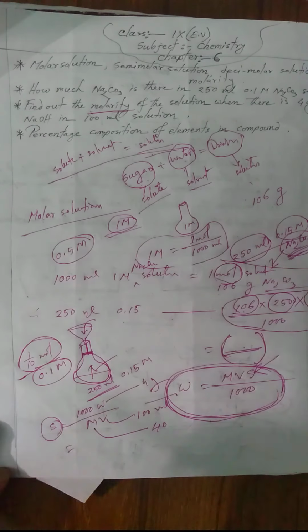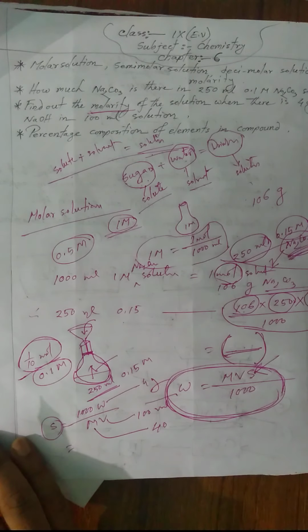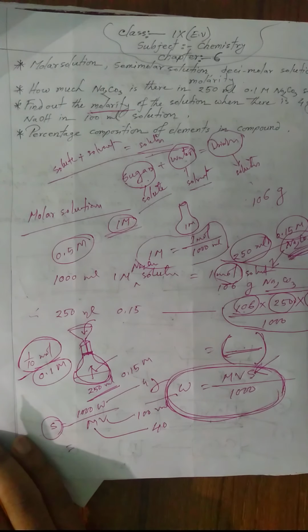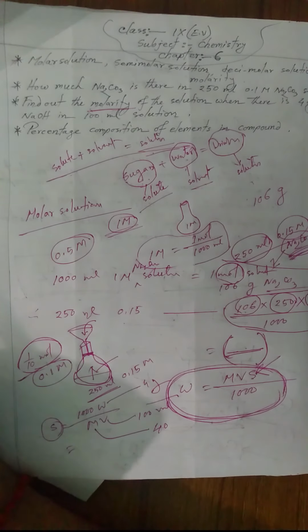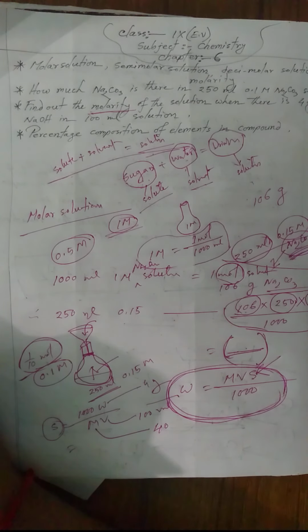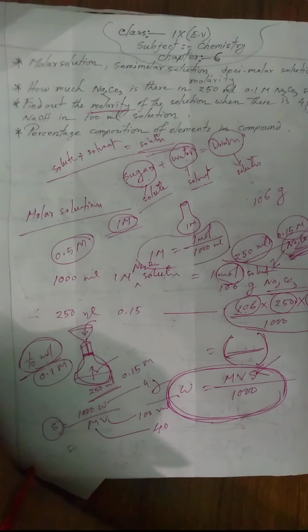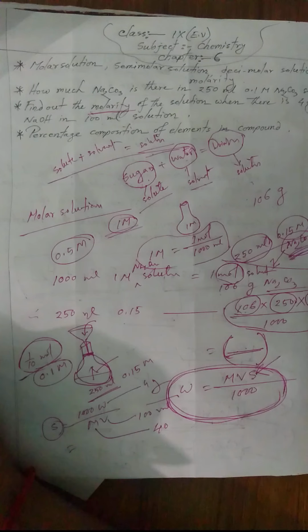And these are the terms: molar solution, semi-molar solution, decimolar solution, and molarity. Molarity is the unit of solution concentration at fixed temperature, the amount of gram molecular mass or number of moles per 1000 ml or 1 liter of solution.